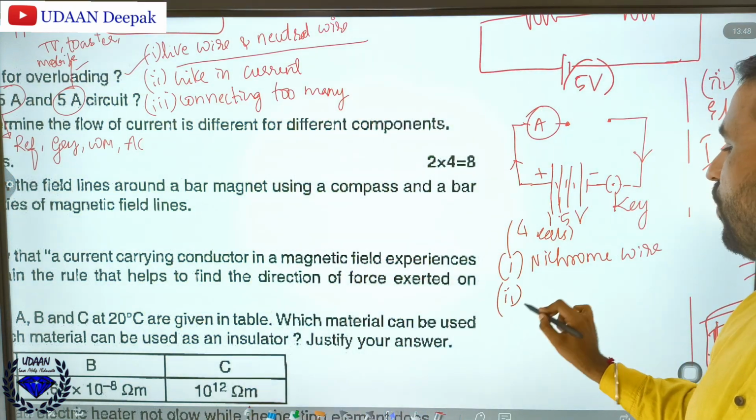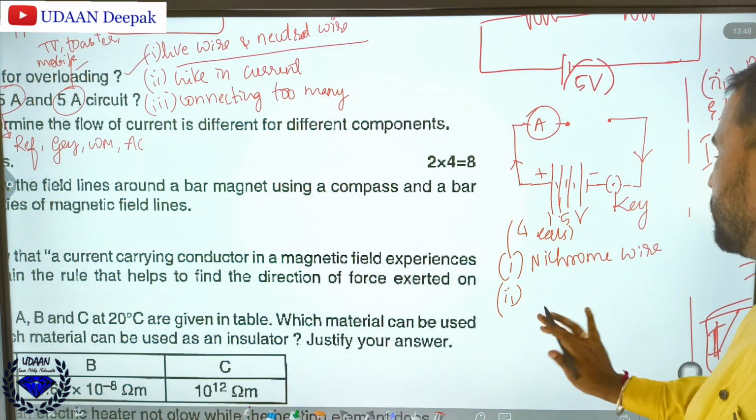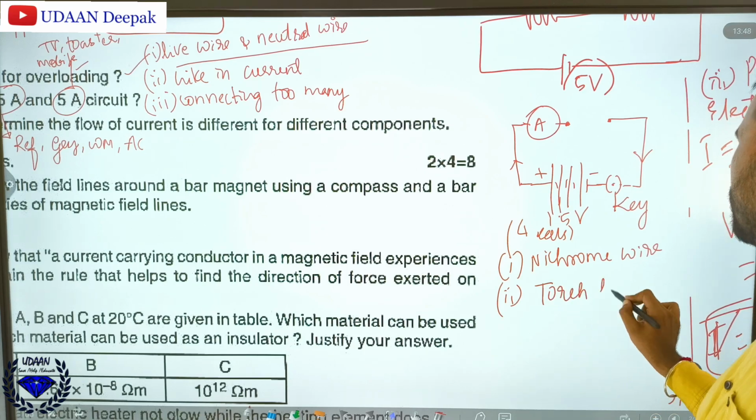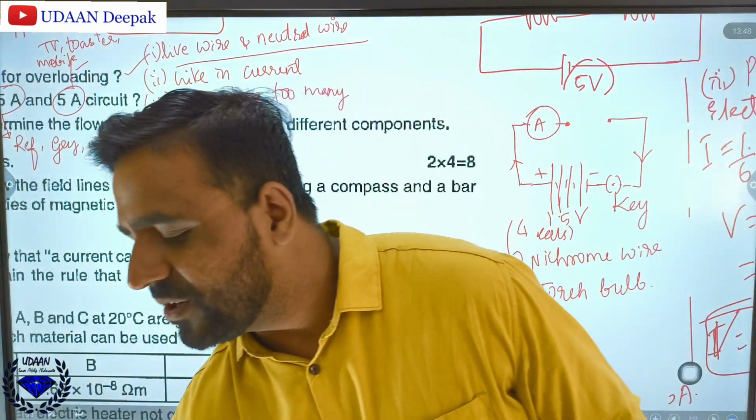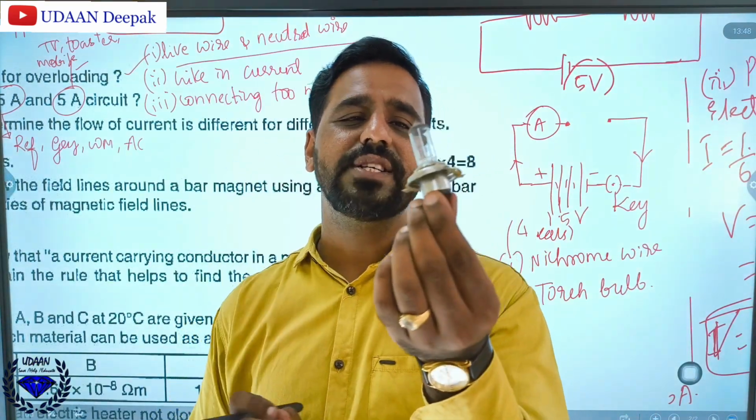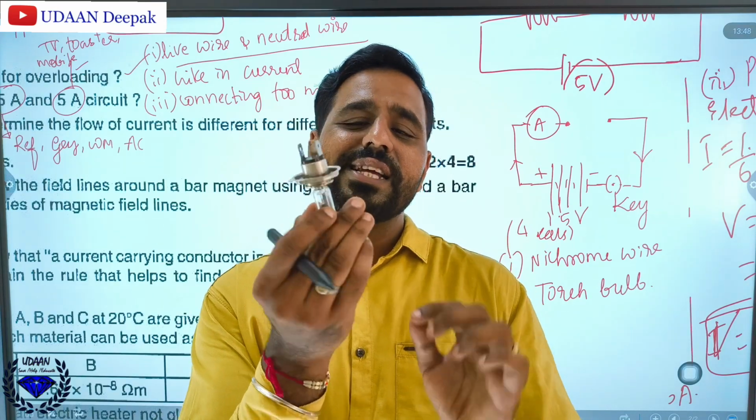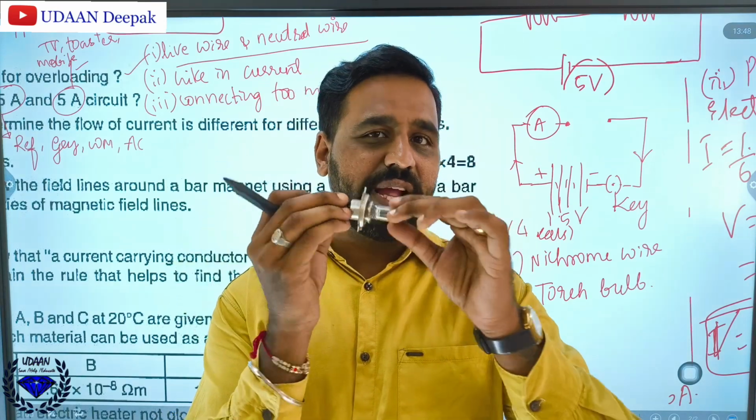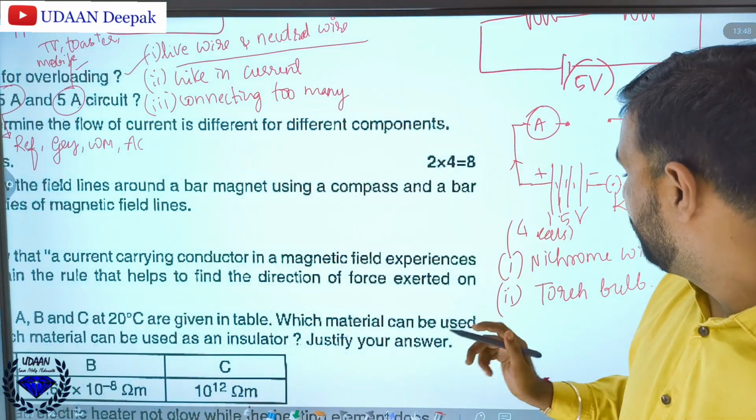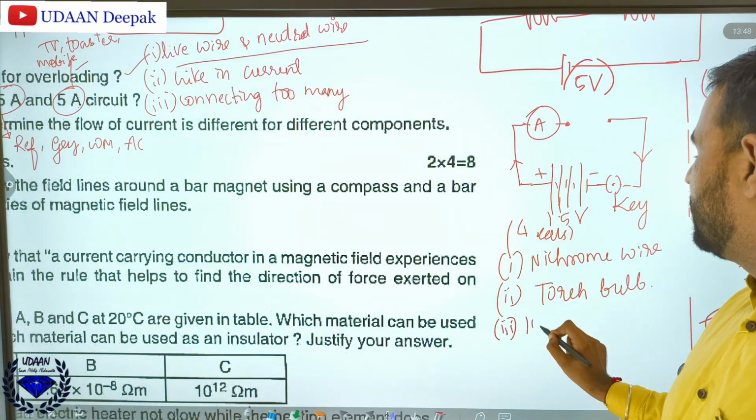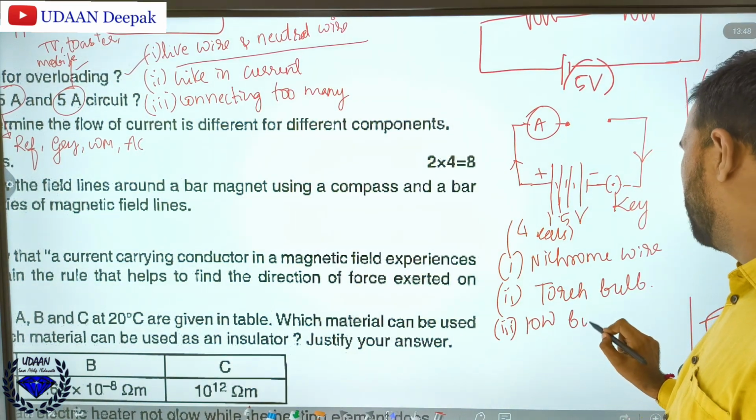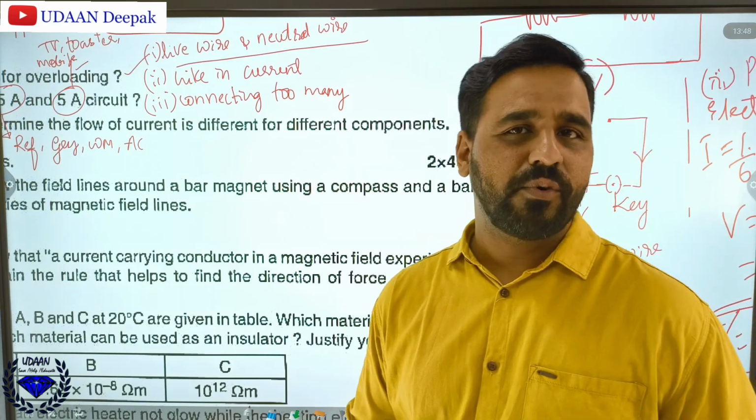Second, you should take a bulb, a torch bulb. You can take any bulb, it is not necessary that it is only a torch bulb. So I have taken this, a torch bulb or an incandescent bulb. Here you should find the current in this. Then the third one, you should take a 10 watt small bulb.